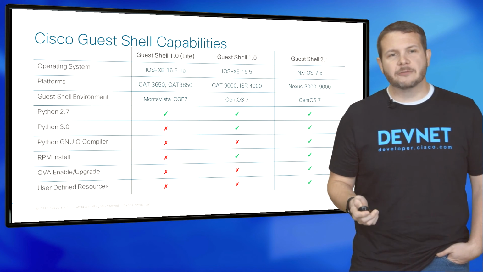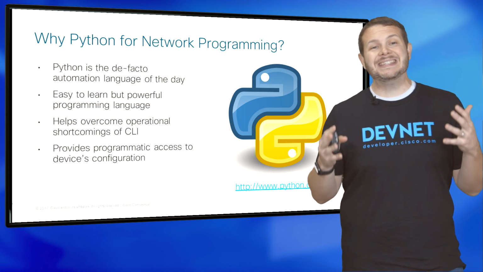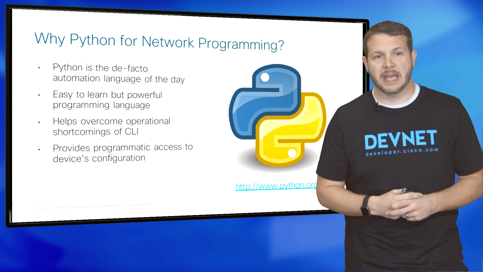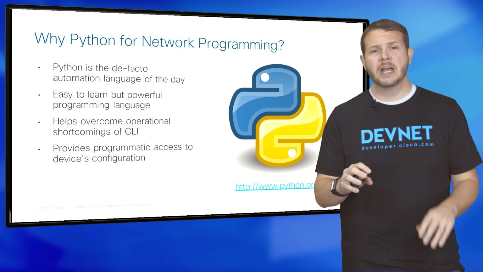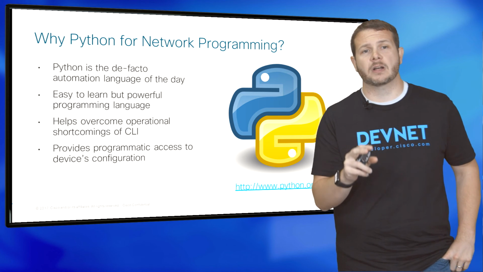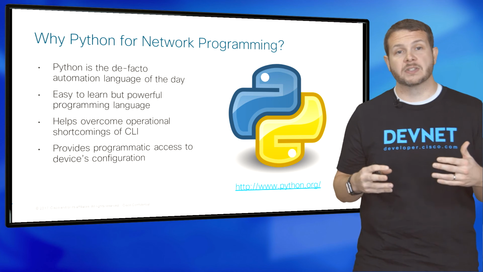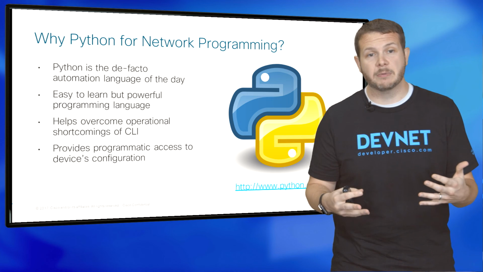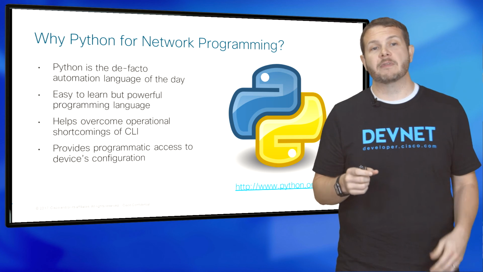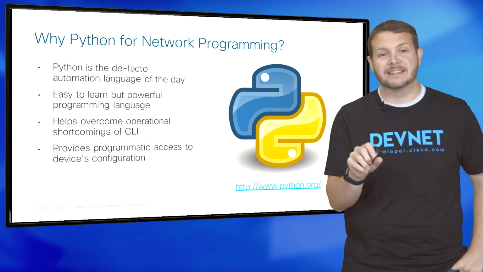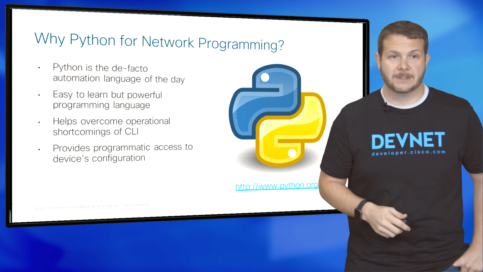Now, why Python for network programming and network programmability? Well, Python has become the de facto automation language for today. It is an easy to learn, but also very powerful programming language that we can use to overcome some of the shortcomings we have when working with raw CLI. Python gives us robust looping capabilities, conditional capabilities, and then by embedding Python into the network, we can actually provide programmatic access to all of the device configuration and operational data right on box.